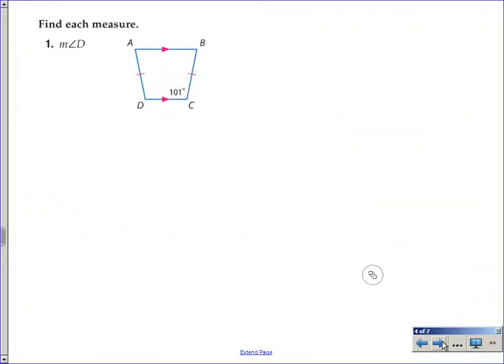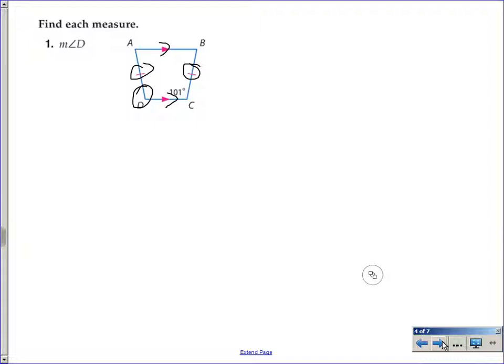Okay, so find each measure. We're finding the measure of angle D, so we're finding this here. When I look at this shape, I know that it's a trapezoid, and I can say that it's an isosceles trapezoid because it has two congruent legs in addition to the two parallel sides, or the two parallel bases. So we can use the properties for an isosceles trapezoid.